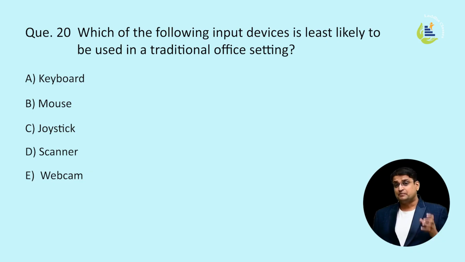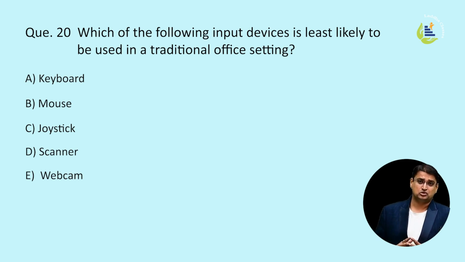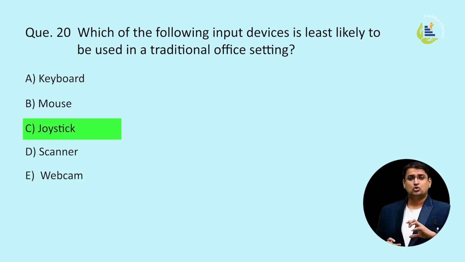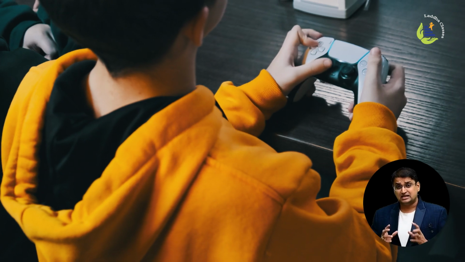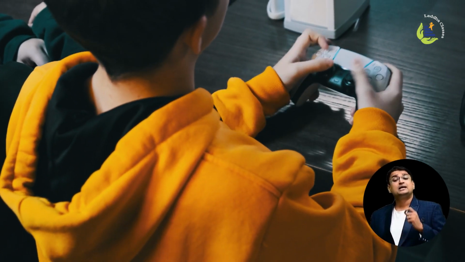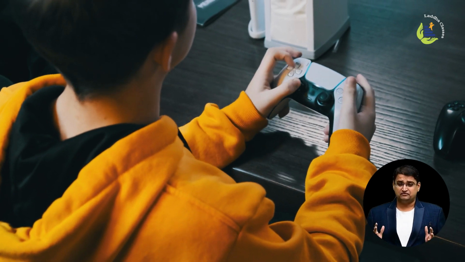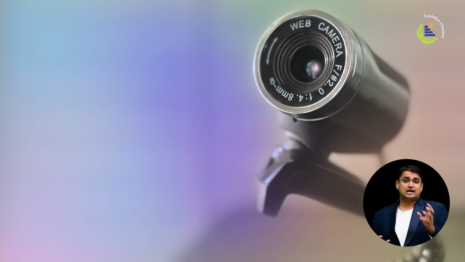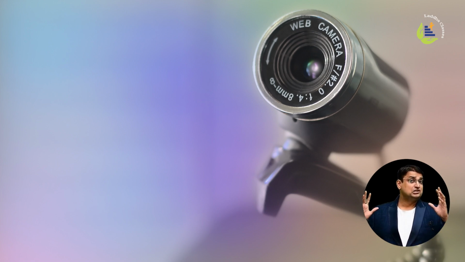Question 20. Which of the following input devices is least likely to be used in a traditional office setting? Options are keyboard, mouse, joystick, scanner, webcam. Correct answer option is C, joystick. Because joysticks are typically used for gaming or specialized applications and are not commonly found in a traditional office setting. Keyboards, mouse, scanners, and webcams are standard office devices commonly used for daily tasks in a traditional office environment.